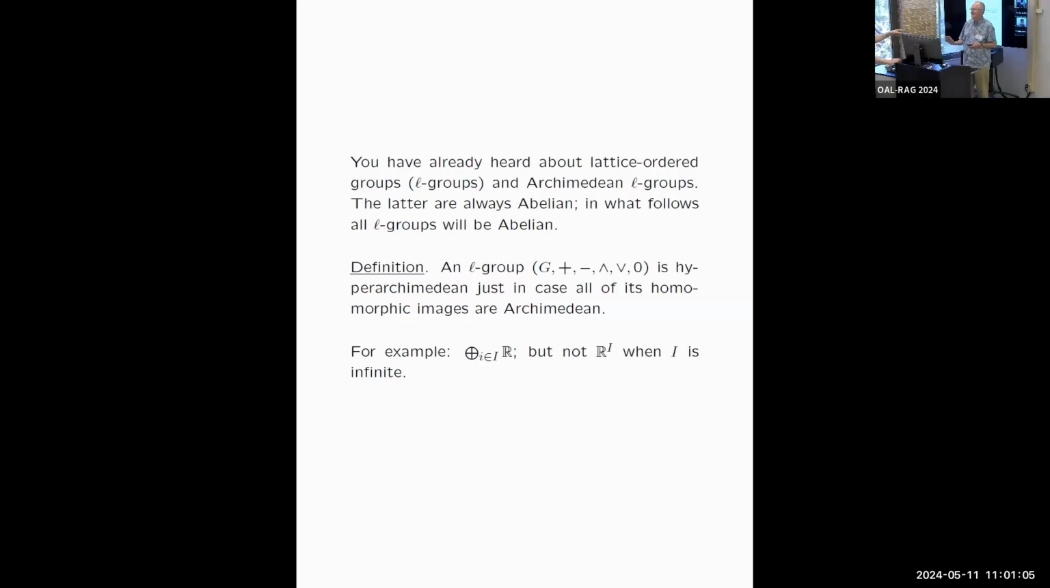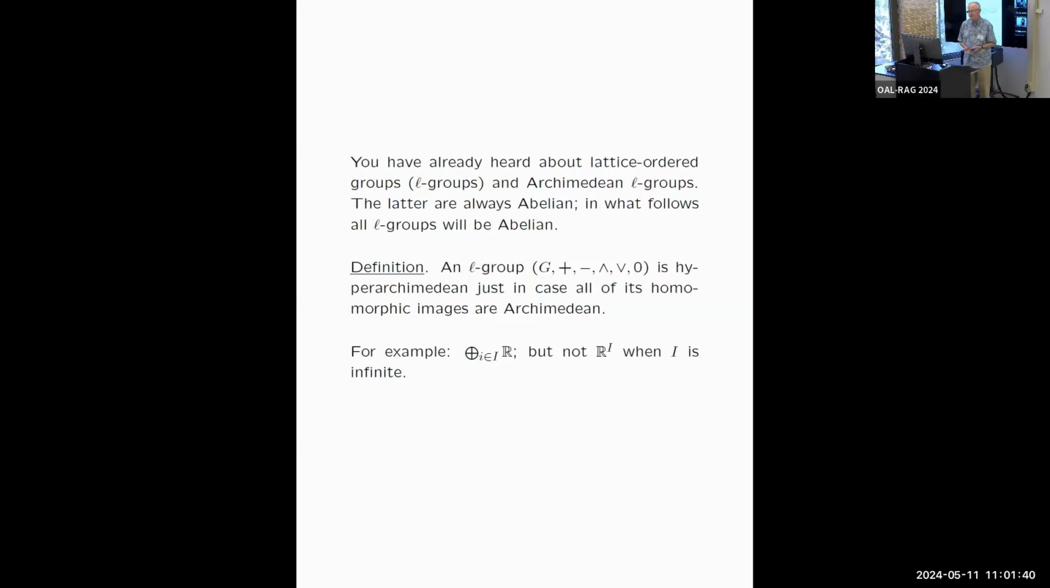My subject today is when one can adjoin a strong unit to a hyperarchimedean lattice-ordered group, thereby remaining hyperarchimedean. You've already heard about lattice-ordered groups, which I'll call L-groups. Brian was talking about vector lattices; here you just don't have the real scalar multiplication. You've also heard about Archimedean vector lattices. Archimedean L-groups are defined in a very similar way, and these are always abelian as groups. So in what follows, all the L-groups I'm talking about will be abelian.